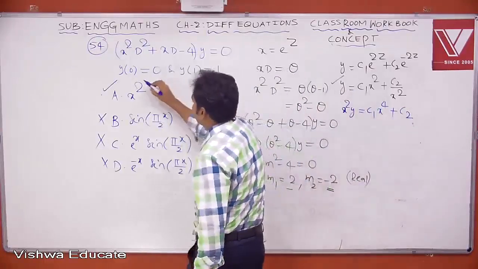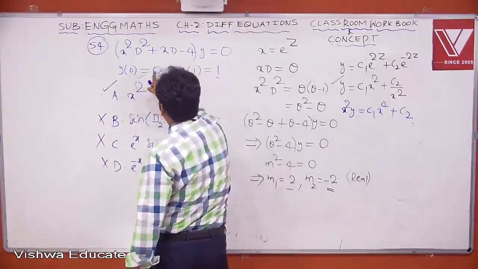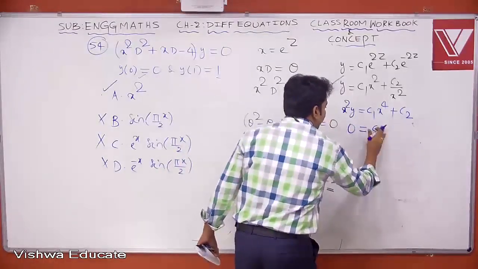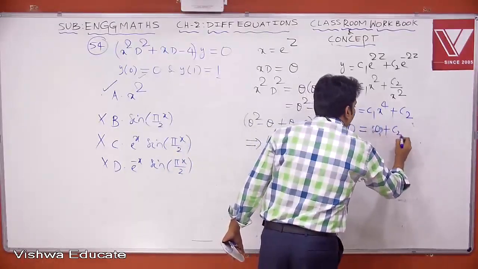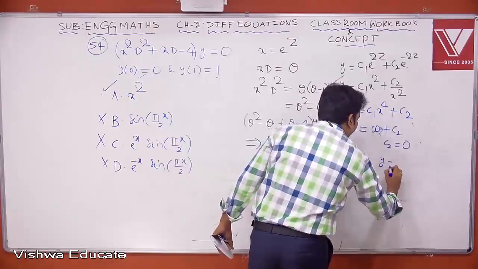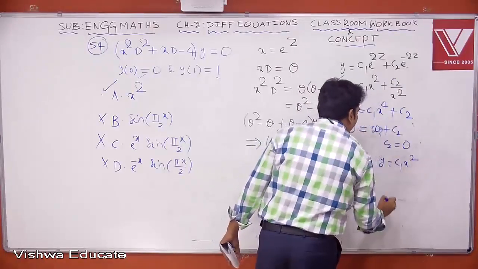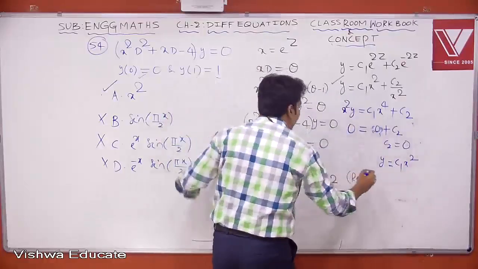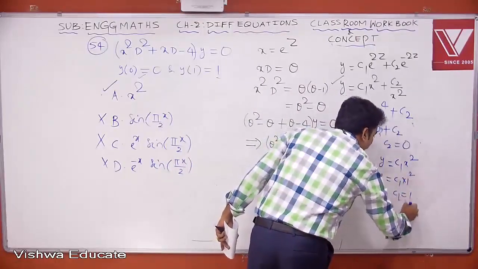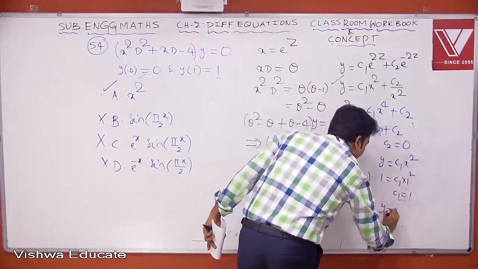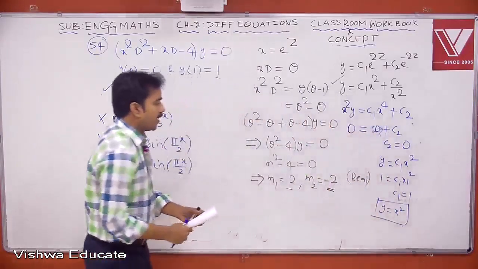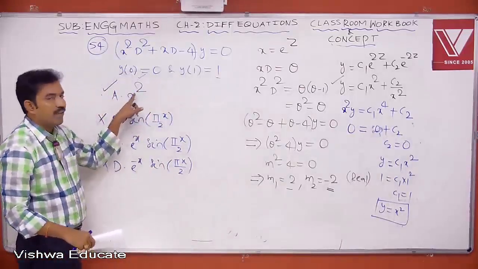Now, let us apply this boundary condition. When x is 0, y is 0. So, 0 equal to c1, this is 0, plus c2. Therefore, c2 equal to 0. Substitute c2 value here. I get y equal to c1 into x square. Apply the second boundary condition. So, y value is 1 when x is 1. So, c1 equal to 1. So, replace c1 here. So, y equal to x square. Therefore, this is my final complete solution. Y equal to x square.